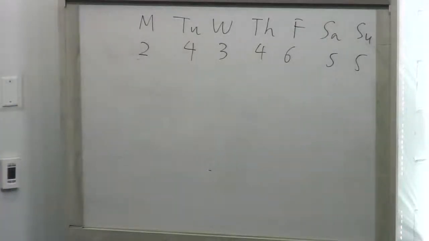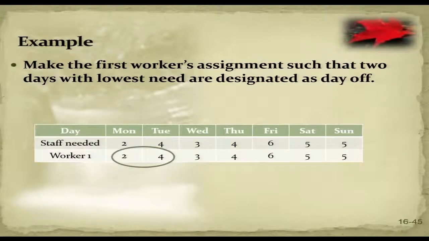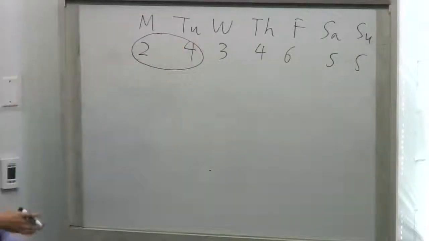Now we have constraints. Employees work 5 continuous days and have 2 days rest. That's how we do it. First, make the first work assignment such that the 2 days with the lowest demand are designated to stay off. You can see Monday and Tuesday together, 2 continuous days, have the lowest total demand. Agree with me? Monday, Tuesday together. We want the first employee, let's say Jonathan, to work from Wednesday to Sunday.